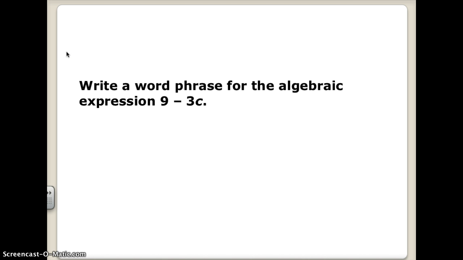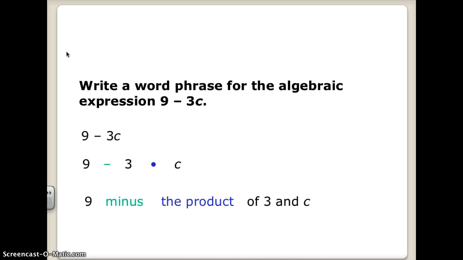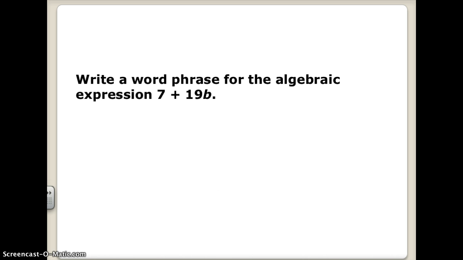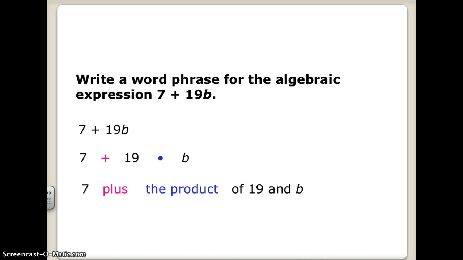Now we need to write a word phrase for the algebraic expression 9 minus 3c. Take a look at your keyword boxes and choose some of the words that you prefer. If you break it down, you can see the multiplication piece of 3 times c. So one of the phrases you could use would be 9 minus the product of 3 and c. Write a word phrase for the algebraic expression 7 plus 19b. Again, when you break it apart, that's 19 multiplied by b. So a possible phrase could be 7 plus the product of 19 and b.